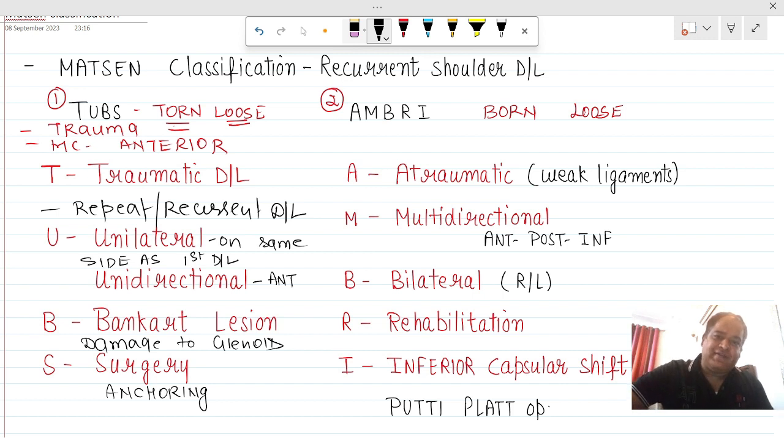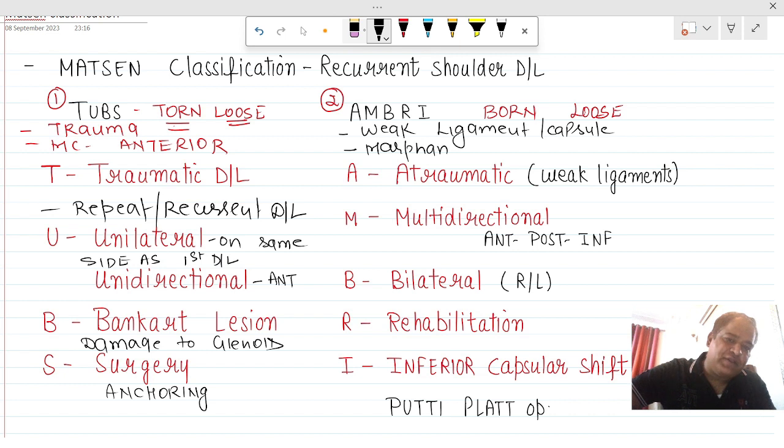Now coming to the next thing, AMBRI, born loose. Now this is commonly seen in the people who have got weak ligaments, weak capsule, right? This may be due to congenital causes. For example, your patient may have Marfan syndrome, osteogenesis imperfecta, an extremely small glenoid, or a flat head of humerus. So the shoulder joint is prone to dislocation.